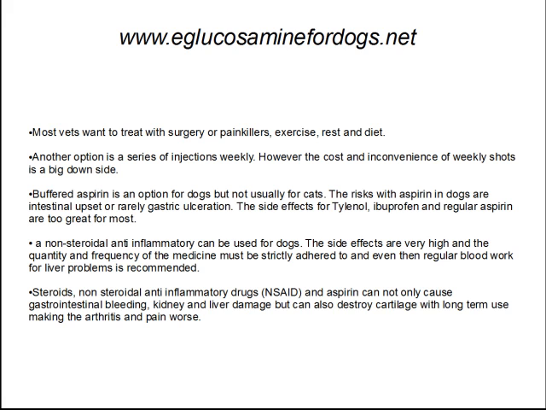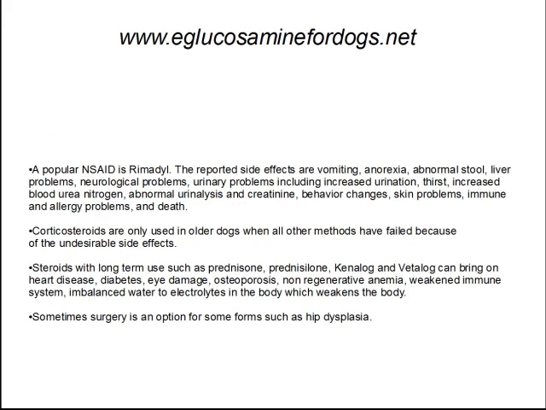A non-steroidal anti-inflammatory can be used. The side effects are very high, and the quantity and frequency of the medicine must be strictly adhered to, and even then, regular blood work for liver problems is recommended. Steroids, NSAIDs, and aspirin can not only cause gastrointestinal bleeding, they can cause kidney and liver damage. They can also destroy the cartilage if you use them long term, making the original arthritis and the pain worse.